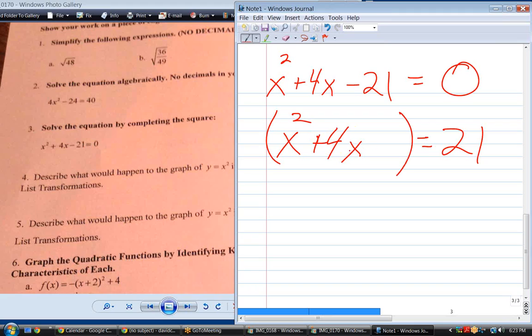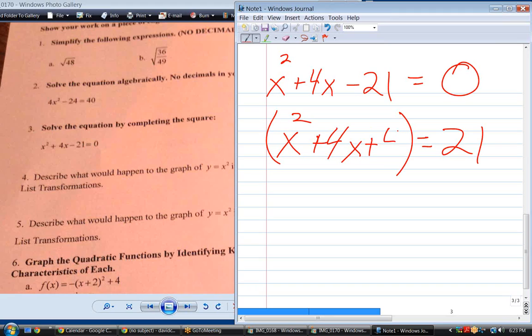Okay, well, it's pretty standard. Take half of the coefficient of the x term and square it and add it. So what would that give me? Would it be plus 4?